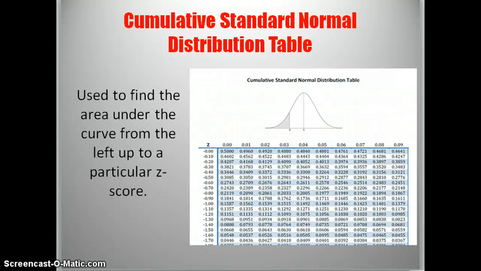Now what I want you to do is take your tables out from your text, and we're going to use the table to find particular Z-scores or areas for particular Z-scores. So take a moment, pause, get your table, and meet me back here. I'm going to show you how to do a couple of things and you'll look at some examples. Are you getting your table? I'll be waiting for you.